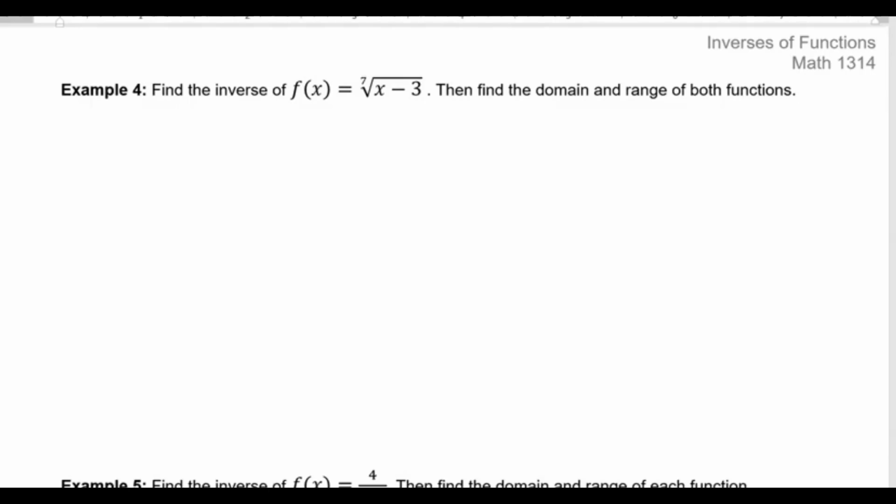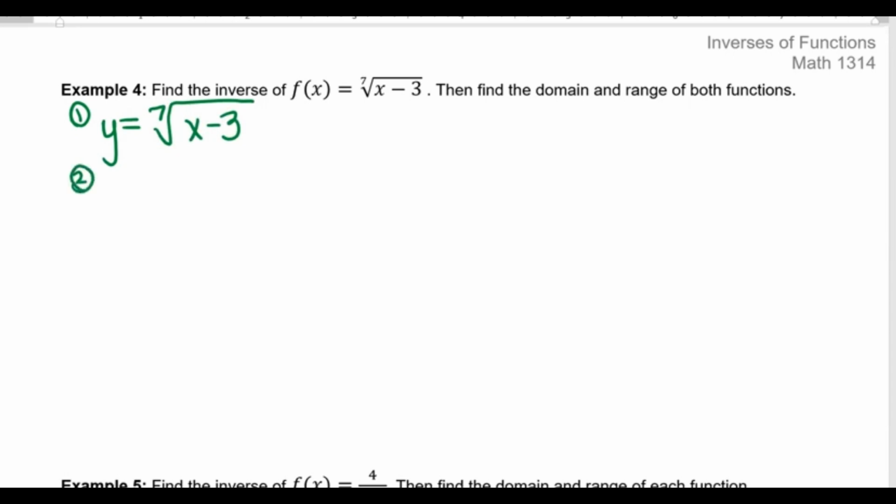Looking at a radical function, needing to find its inverse, that's all right. We're going to approach it the same exact way. Step 1 says we replace f of x with y. So we have y is equal to the 7th root of x minus 3.